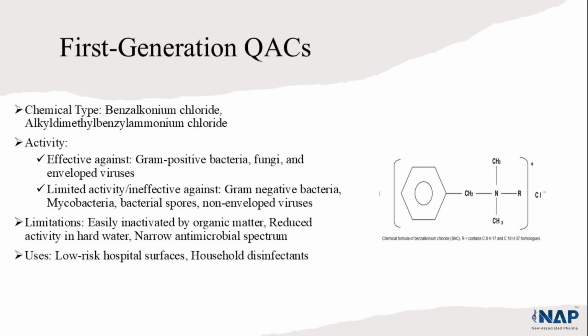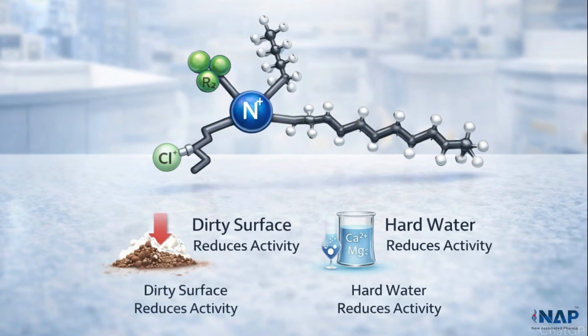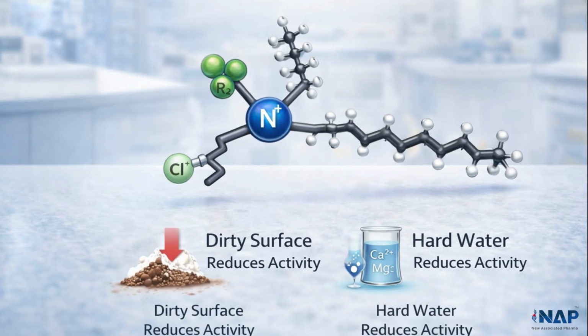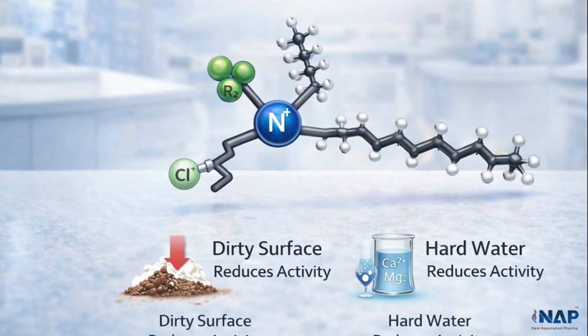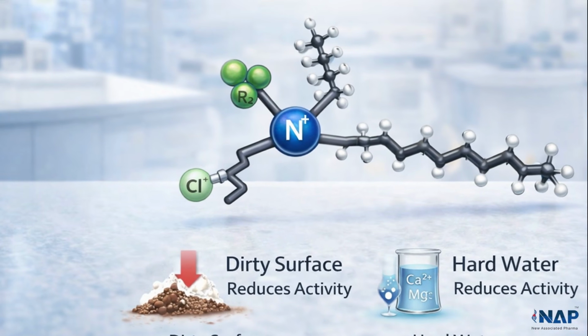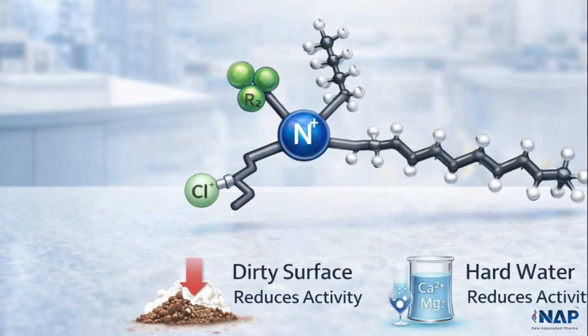First generation QACs, like benzalkonium chloride and alkyl dimethyl benzyl ammonium chloride, are effective against gram-positive bacteria, fungi, and enveloped viruses, whereas they have limited activity or are ineffective against gram-negative bacteria, mycobacteria, bacterial spores, and non-enveloped viruses. Their activity can also be reduced by organic matter and hard water. Because of these properties, first-generation QACs are commonly used on low-risk hospital surfaces and in household disinfectants. Overall, it is a safe and effective disinfectant for specific applications, with limitations to keep in mind.